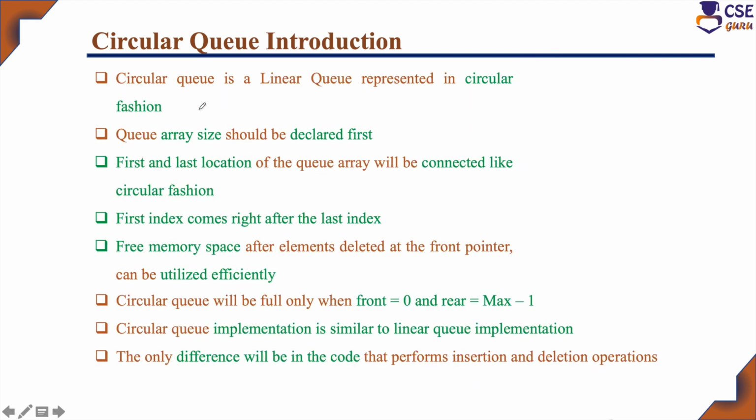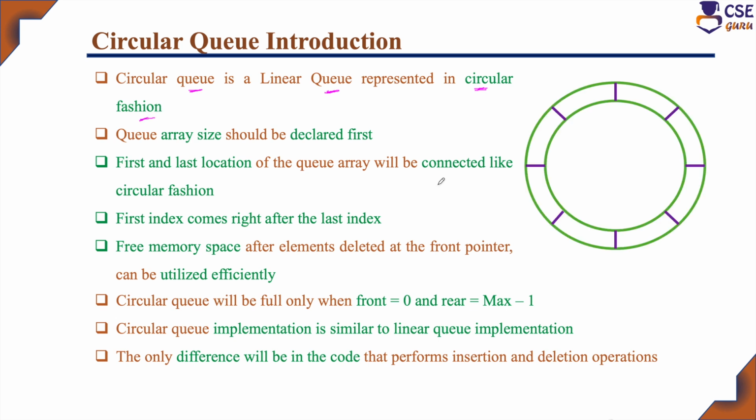So what do I mean by circular queue? A circular queue is a linear queue that is represented in circular fashion. The starting memory location is 0, 1, 2, 3, 4, 5, 6, 7. Likewise, you can allocate any memory size. Here also the drawback of array implementation is there: fixed size. Once you have allocated the size, you cannot resize it during execution.